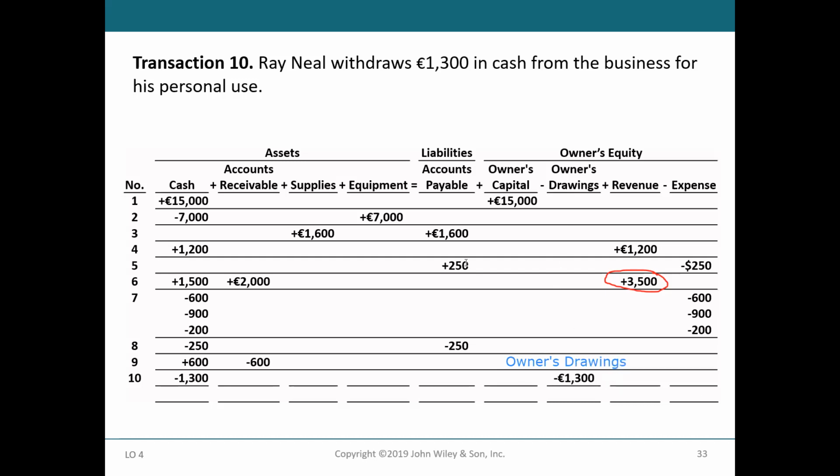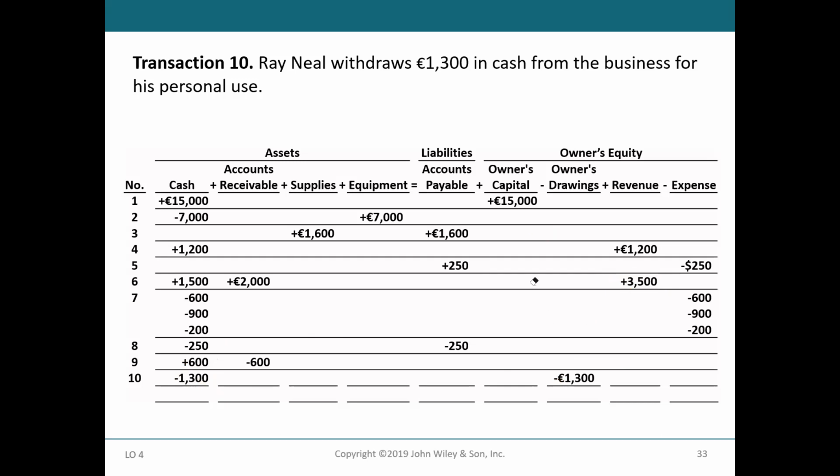All right. This is the minus sign here. So again, in this transaction, owner drawing increased by 1,300. When owner drawing increases, we have a decrease in owner equity. So we have a minus sign here. Okay, and cash decreased by 1,300 because the owner withdrew the money from the business. So our cash will decrease.